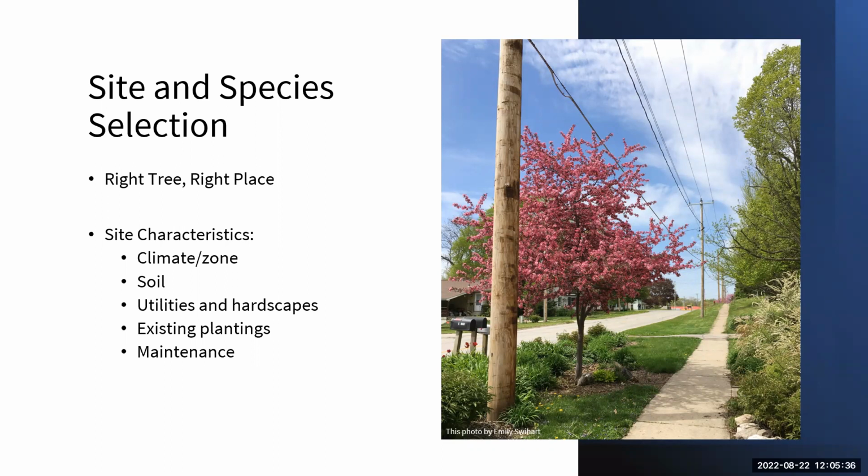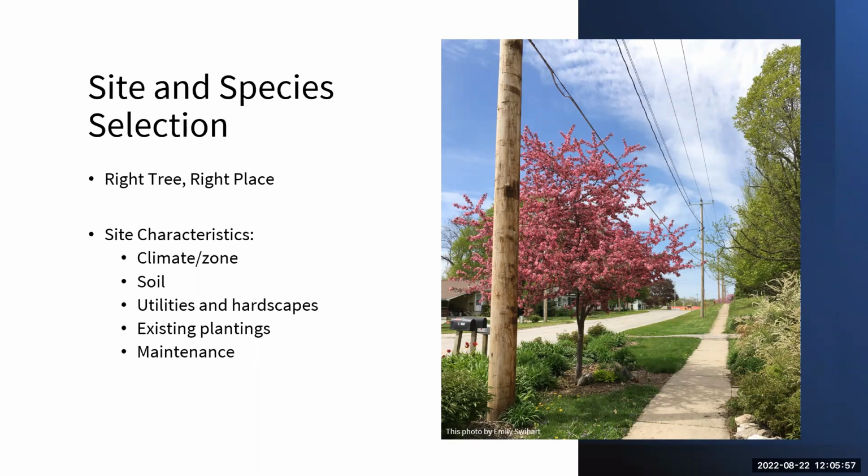Considering site characteristics. These are things like your climate or grow zone. The USDA has a map you can find on their website. It's called the Plant Hardiness Zones, and it's a colored map. It's got a lot of beautiful colors on it, but basically what it is illustrating is the average minimum temperatures that we experience in any given area.